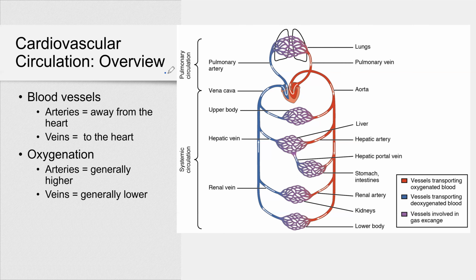But look over here in pulmonary circulation. This blood vessel carries blood away from the heart towards your lungs, but blood here is deoxygenated. So for pulmonary circulation, this statement is not true. Right?